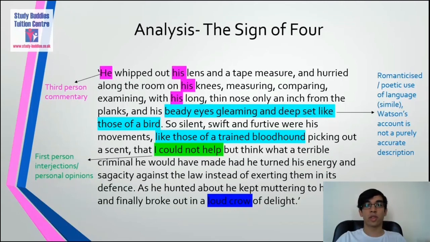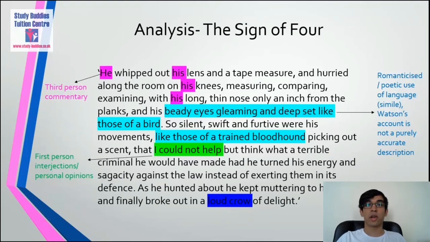This is quite useful to us because even though Watson takes the position of the third-person narrator, and we're trusting him to relay accurately the events of the book, we find that the text is infused with his own personal opinions, as well as poetic language and simile, as you can see in the blue highlight. This means that we can only trust his narrative to a limited extent.